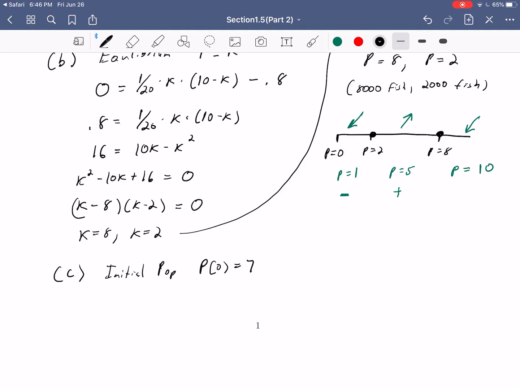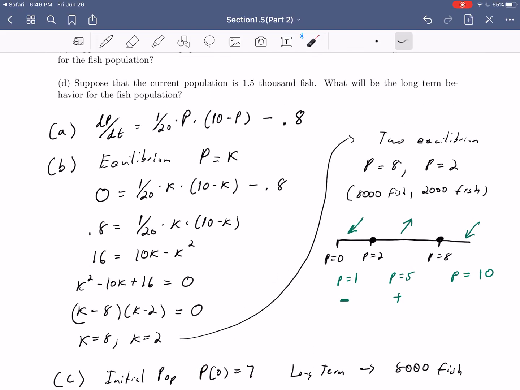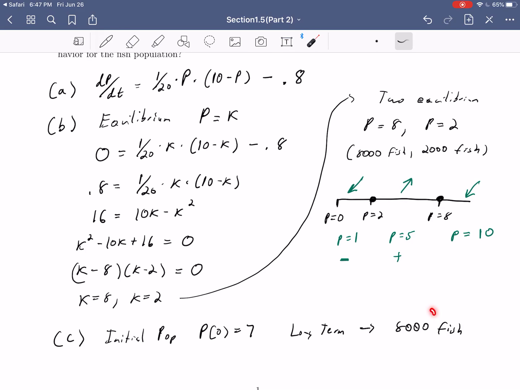So the long-term behavior will tend towards that 8,000 fish. If we start with 7,000 fish, they'll grow slowly, it'll be mostly balanced out by that 800 that are being harvested on a regular basis, and in the long run, you'll tend towards 8,000 fish.